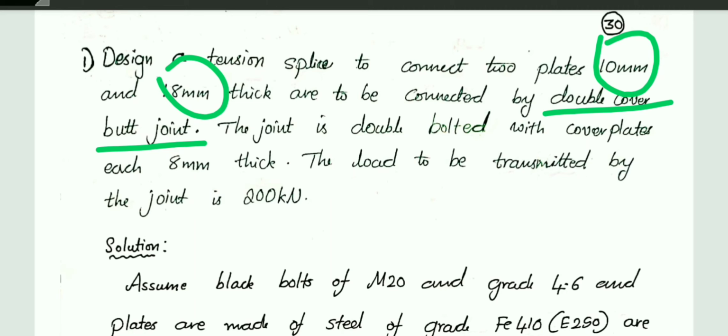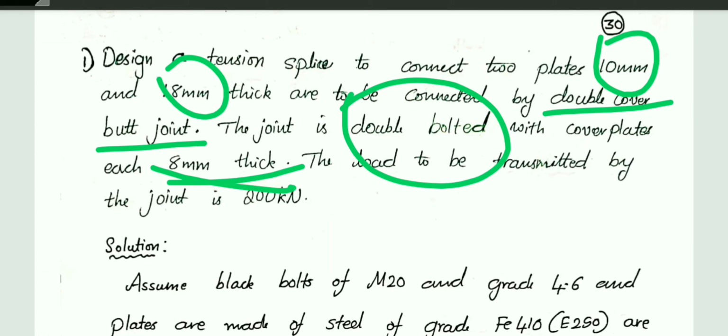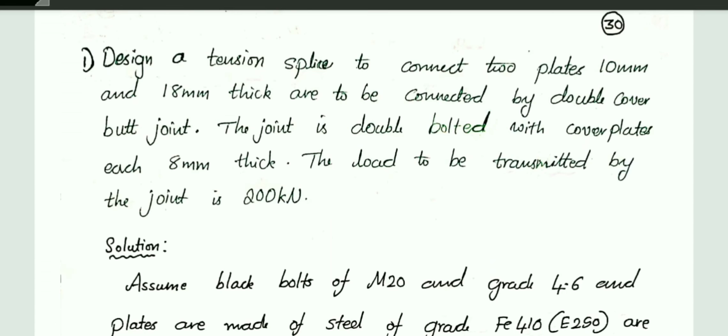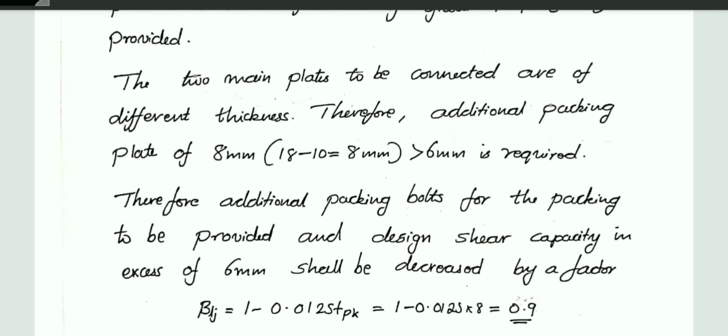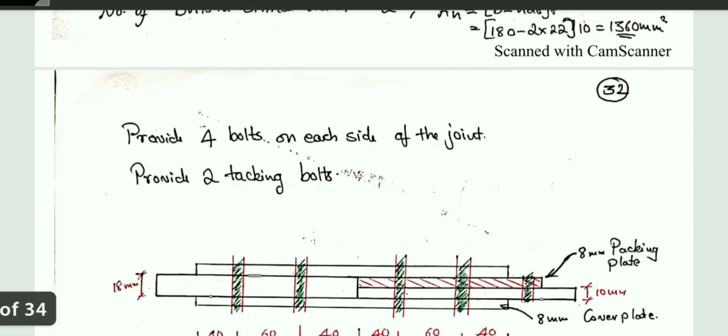The joint is double bolted here with cover plates of 8 mm thick. Double bolted means in one critical section you will get only two bolts. Only two bolts will be used in one line, with the cover plates of 8 mm thick. The load to be transferred is 200 kilonewton. You can see the figure here.